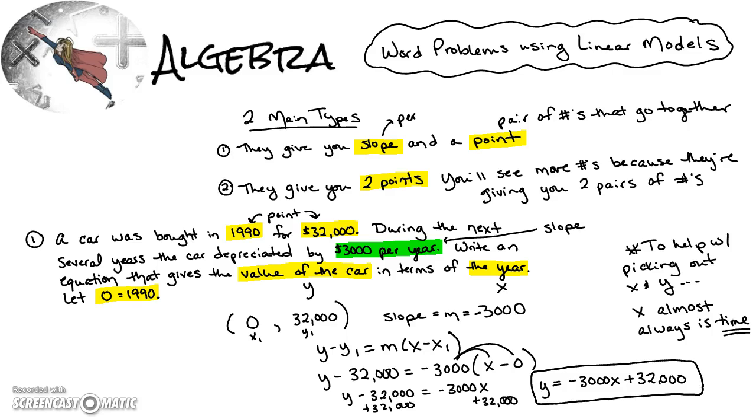And then if they asked you other questions like how much is the car worth in 1992, then you just plug in 2 for the x, because 1990 was 0, so then 1992 would be 2. And you plug that in and see what you get for the value of the car.